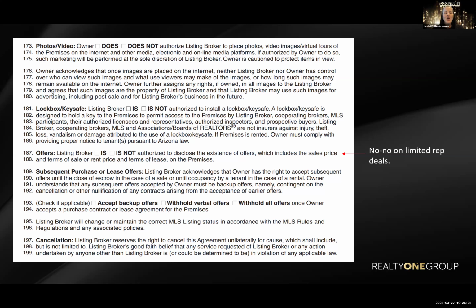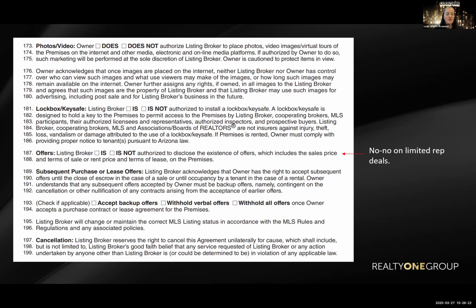And withhold all offers. So you could have both accept backups and withhold verbal checked. You could have withhold all offers checked singularly. There might be more than one, is kind of the general gist of this. But you shouldn't have all three because that would be contradictory.